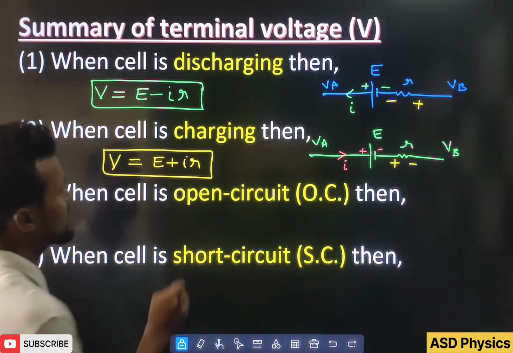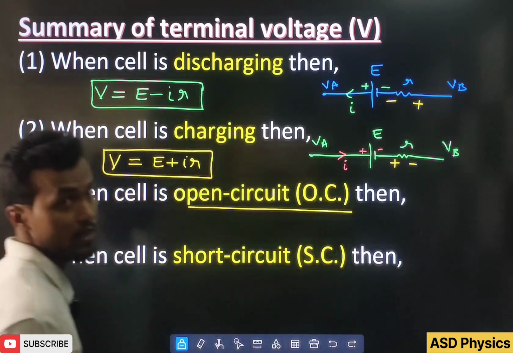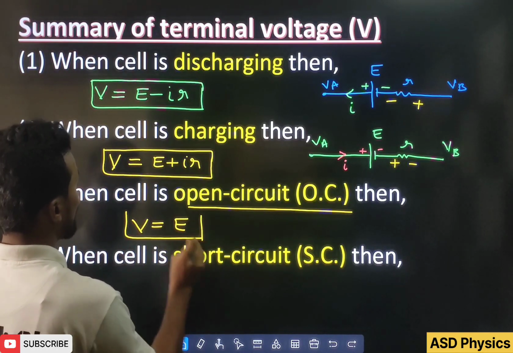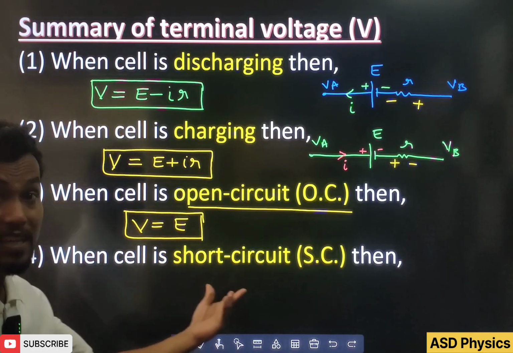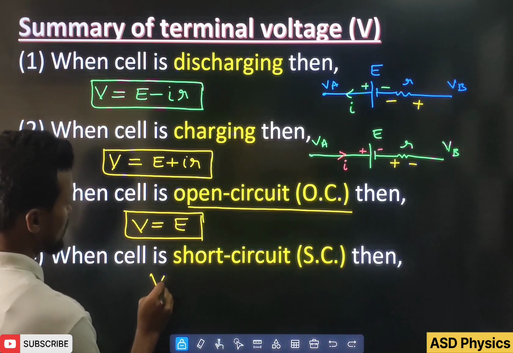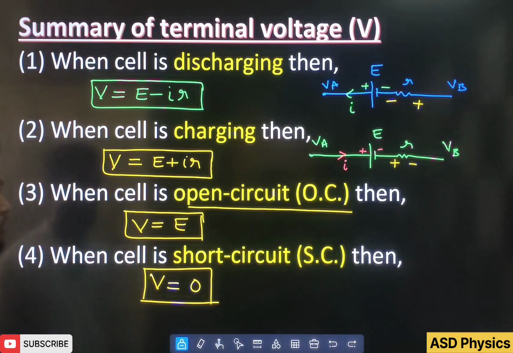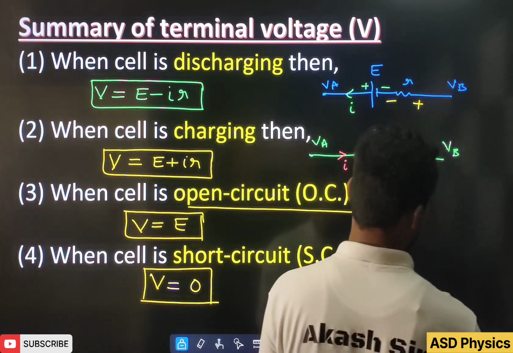Now see here, when the cell is open circuit, as we have seen very well, a very important case, V is equal to E. Next, when the cell is short circuit, V will be equal to 0, because the load is 0. Open circuit means resistance infinite, short circuit means resistance 0. So remember this summary of the terminal voltage, okay, great.